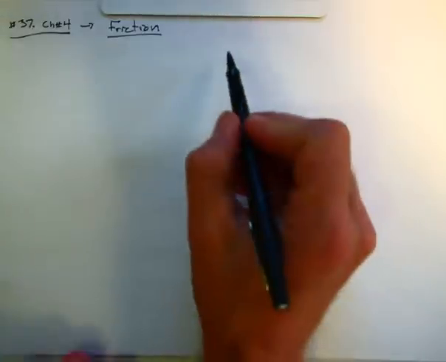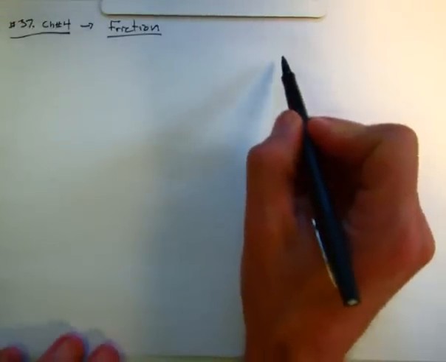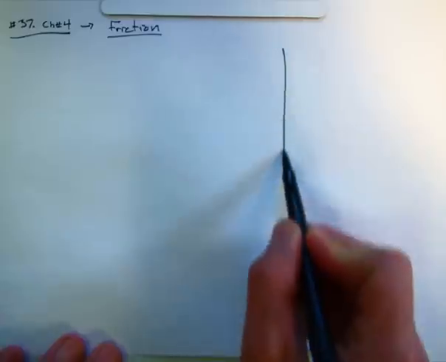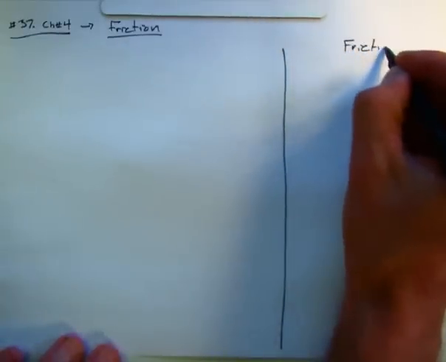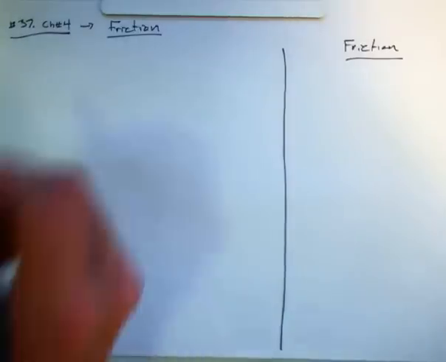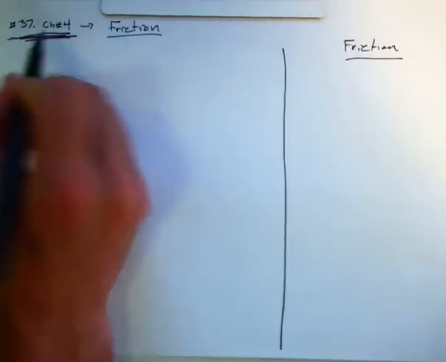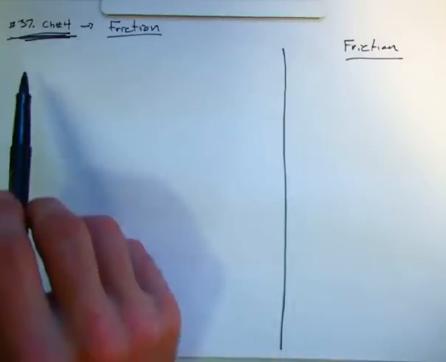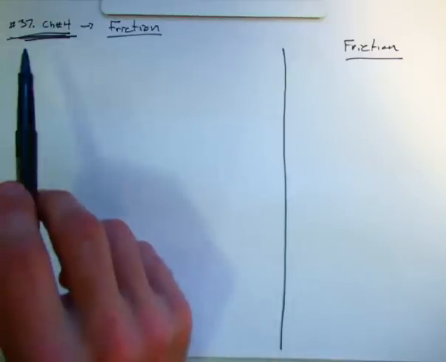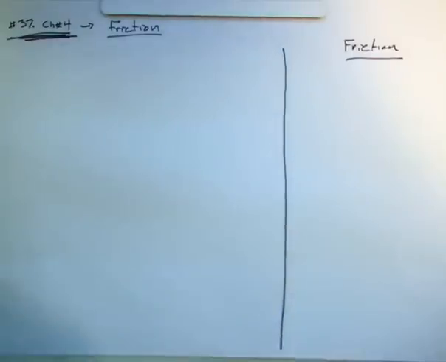So I'm going to split up things a little bit here. Over here, I'm going to talk about friction in general, and over here, I am going to talk about problem 37. So two things going on tonight. We'll start out on the problem, and then when we need to, go talk about friction.